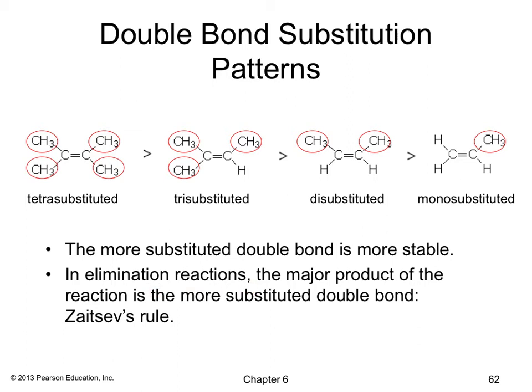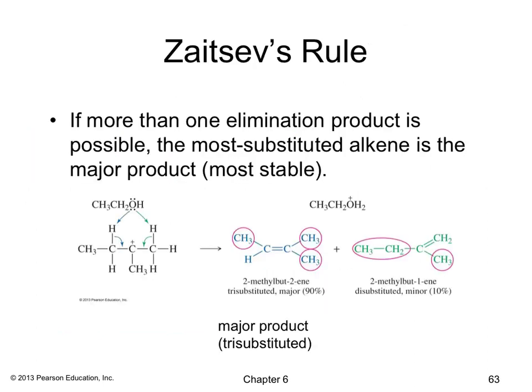In elimination reactions, the major product of the reaction is the more substituted double bond. This is called the Zaitsev rule. Again, this is a name that you're going to just have to memorize, like Walden inversion. In this case, Zaitsev's rule is applicable for elimination reactions. So if more than one elimination product is possible, the most substituted alkene is the major product, as it's most stable.